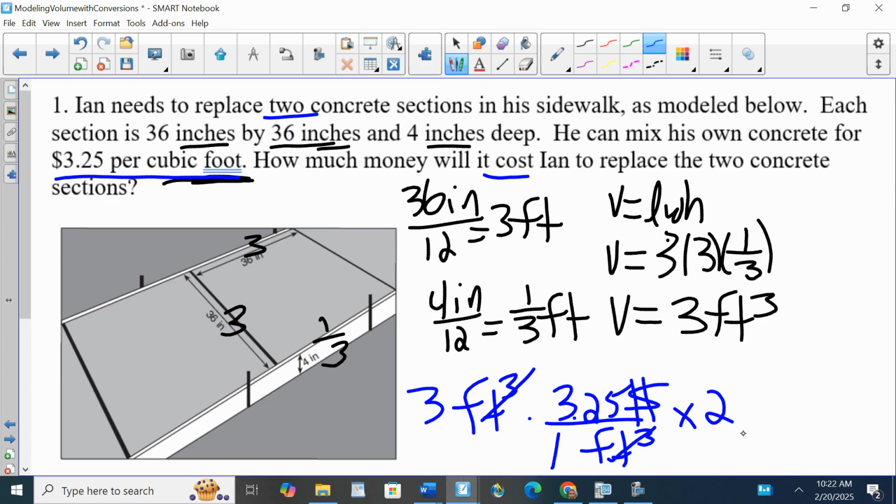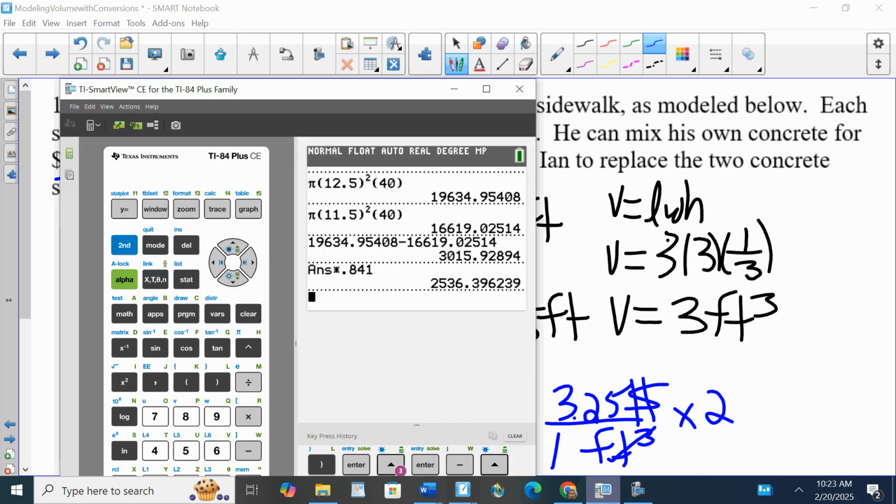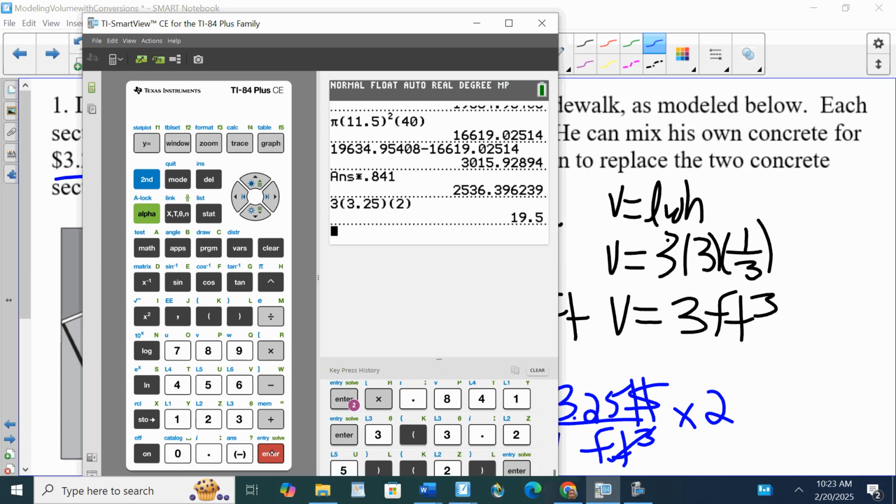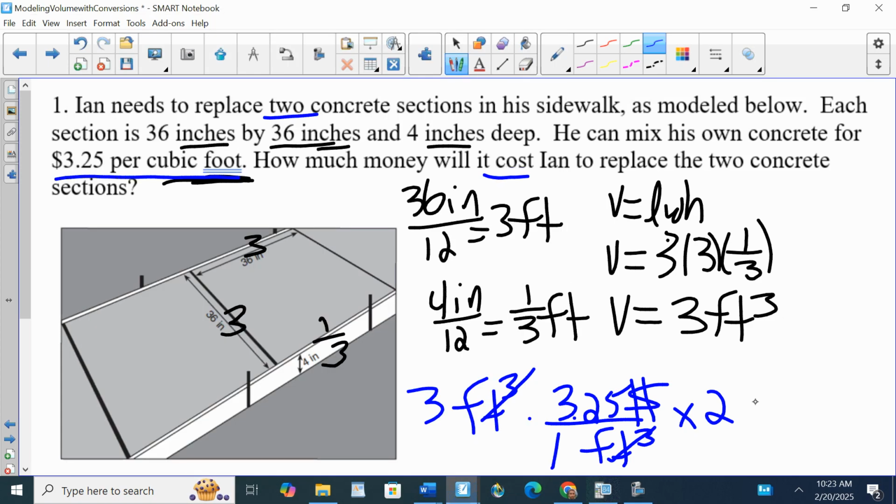I go to my calculator, 3 times 3.25 times 2. 19.5. Money is always 2 decimal places unless it specifies otherwise. $19.50.